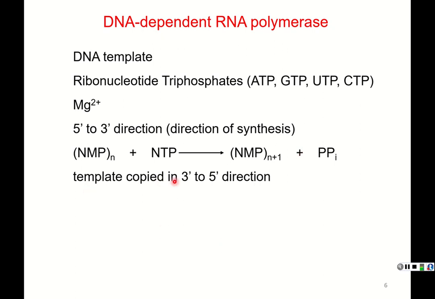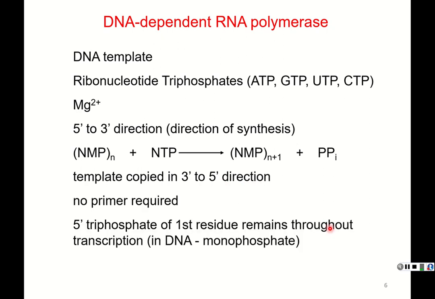Right, and when we're doing this, the template is being copied in the 3' to 5' direction. No primer is required for this. That's one thing that's different than a DNA polymerase. No primer is required. And then the first 5' triphosphate, the first residue there, remains throughout transcription. In DNA, that is a monophosphate.